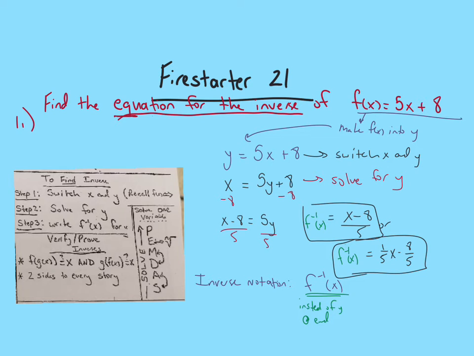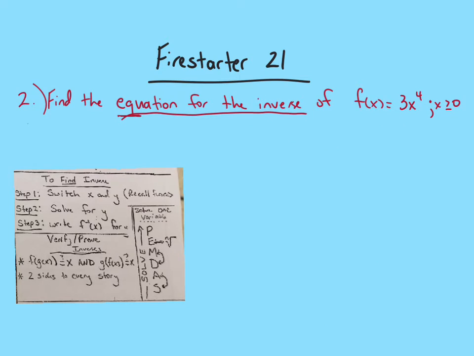All right. So it's not super complicated. It's a different idea, but it's not a super complicated process. So the process is pretty easy. We're going to follow these steps. Whenever I tell you to find the equation of the inverse, I'm going to switch x and y. And then I'm going to solve for y. I'm going to write f inverse of x for y. That's pretty simple.